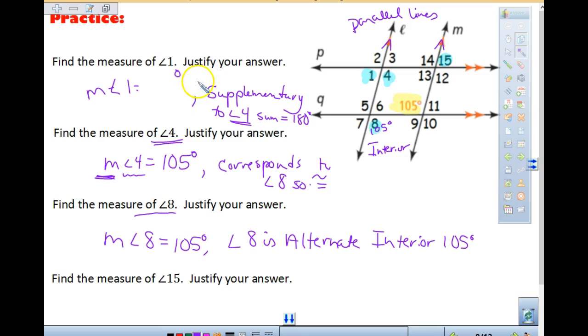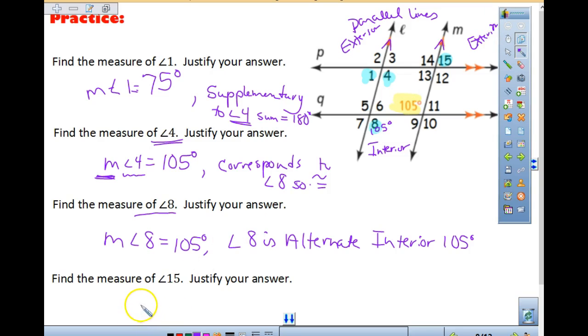Maria, what did you guys get? 75 degrees. So the measure of angle 1 is 75. It's supplementary to angle 4, which means because angle 4 was 105, 105 subtracted from 180 gives us 75. Now I'm going to go back to 15. What do I know about this angle 1 and this angle 15? They're not in between these two parallel lines. They are on the exterior. This is exterior over here too.